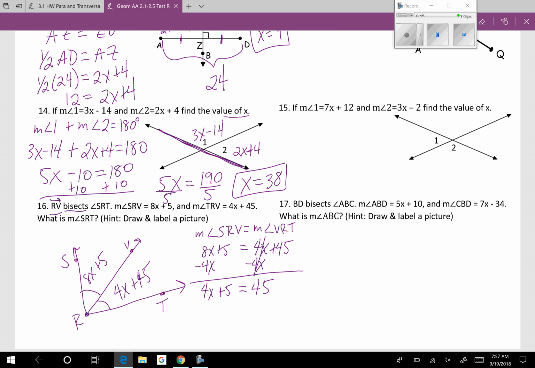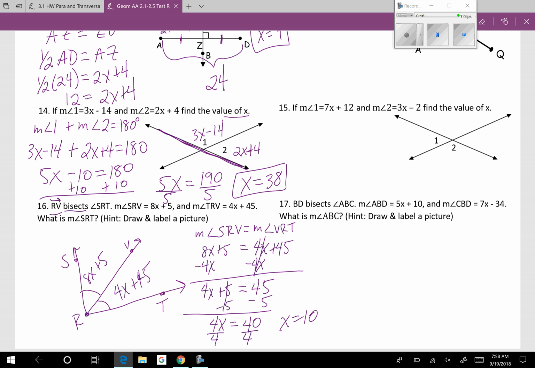Now we're just a two-step equation. So get rid of this plus 5 with minus 5. Those cancel, so we have 4x is equal to, and 45 minus 5 is 40. Divide both sides by 4, because we only want one x. So x is equal to, and 40 divided by 4 is 10. So x is 10, but we're not done, because we want to know the actual size of this big angle.